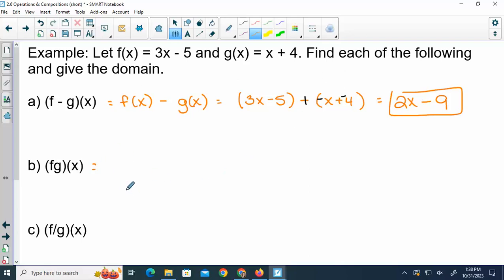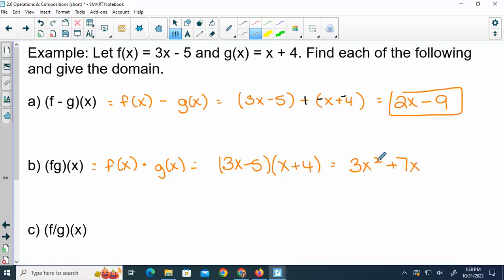B. f times g of x. So we just do f of x, multiply that with g of x. So f is 3x minus 5. g is x plus 4. What would we do here? We get 3x squared plus 12x minus 5x, which is 7x, minus 20.